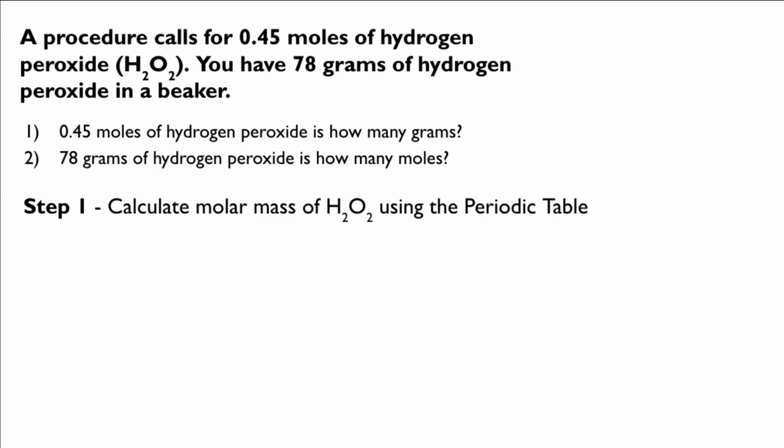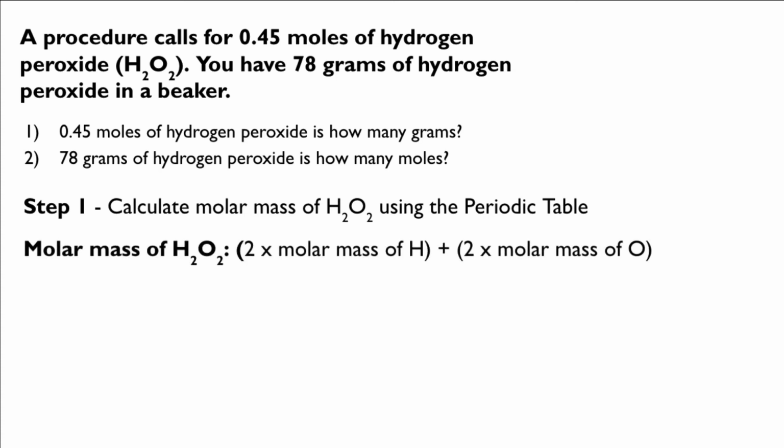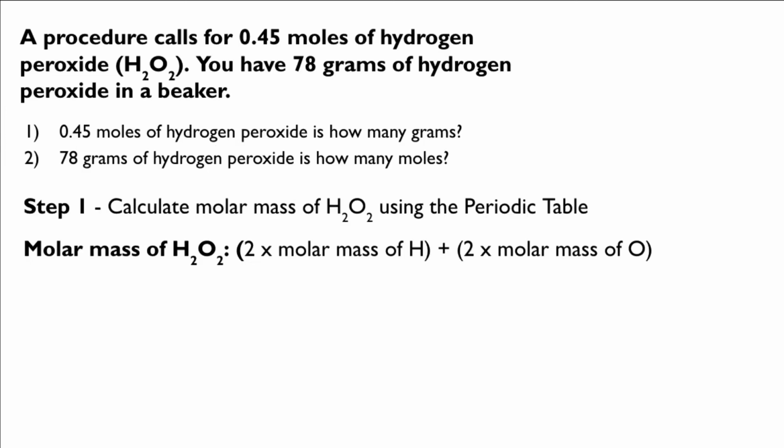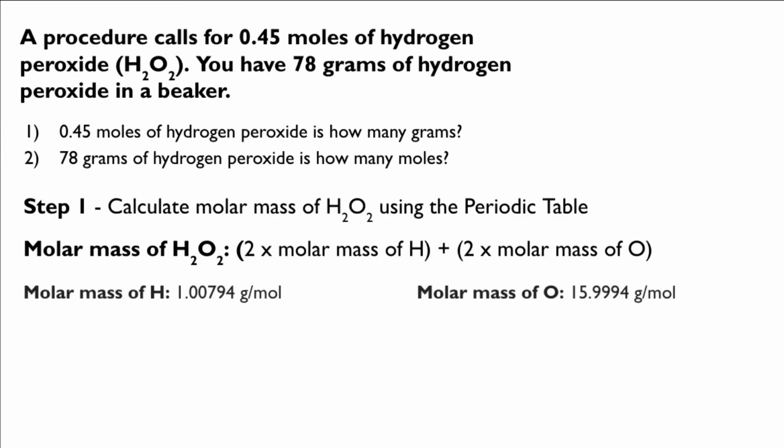We're going to start with step 1, calculating the molar mass of H2O2 using the periodic table. So the molar mass of H2O2 should be 2 times the molar mass of H plus 2 times the molar mass of O. Looking at my periodic table of elements, I can quickly find O and H, and I can look at the top left corner to see the molar masses of each of those elements. So the molar mass of H was 1.00794 grams per mole. The molar mass of O was 15.9994 grams per mole.